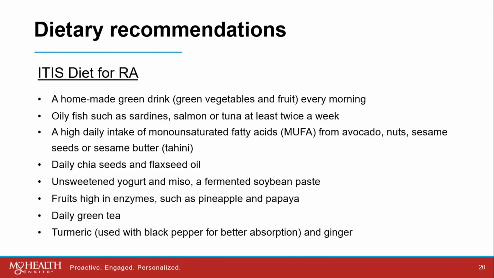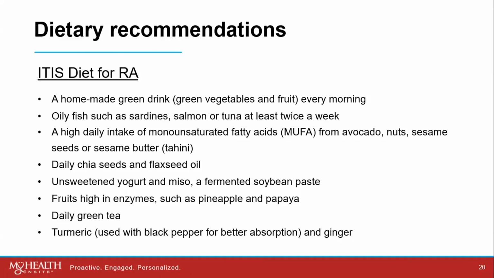She also recommends unsweetened yogurt and miso, which is a fermented soybean paste. Fruits that are high in enzymes, such as pineapple and papaya. Pineapple contains an enzyme called bromelain, and papaya contains an enzyme called papain. These are beneficial in breaking down really tough meats. I've seen these ingredients in meat tenderizer. I've seen these digestive enzymes added to digestive health supplements. I've seen them added to protein powders when they boast digestive support. It's usually just the enzymes from these two fruits, the bromelain and papain.